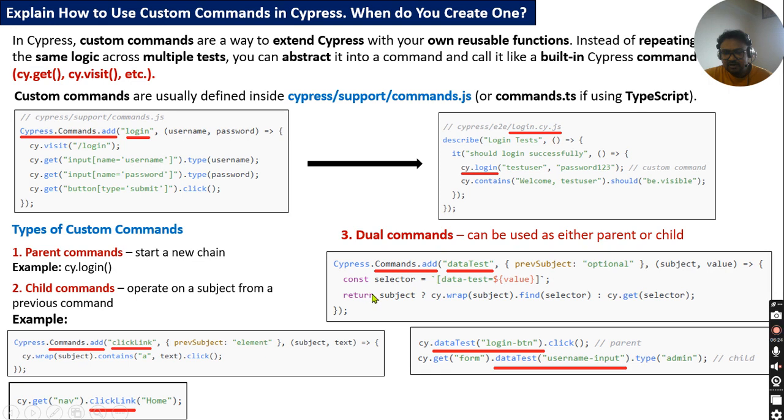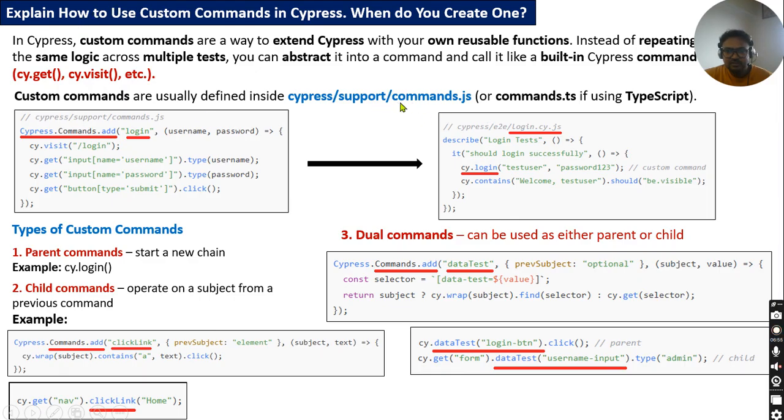This is the custom command, the dual command that you have created, and this is how you can use it: cy.dataTest login button click. So this will click on the login button, this is the parent way, and this is the child way: cy.get form, after getting the form, then dot dataTest username input type admin. So this is the child command. Okay, so this is another way you can create the dual command and use it in your test automation script.